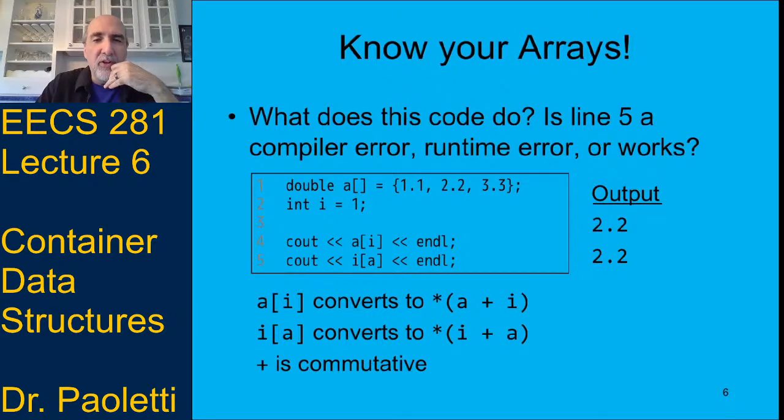It outputs 2.2, and it outputs 2.2 because a sub i is the same as dereference of a plus i, and i sub a is the dereference of the integer i plus the pointer a. Remember, the name of an array is a const pointer. It's a pointer that can't be changed to point to anyone else. So it just reduces this to pointer arithmetic.